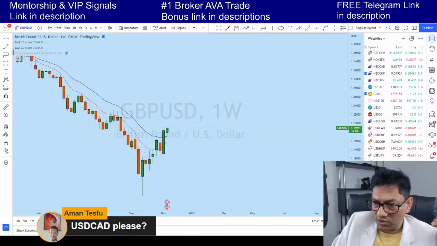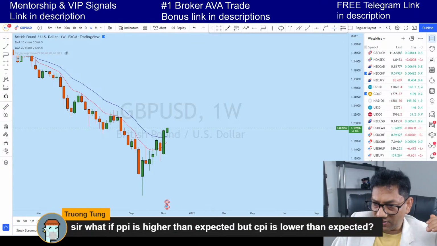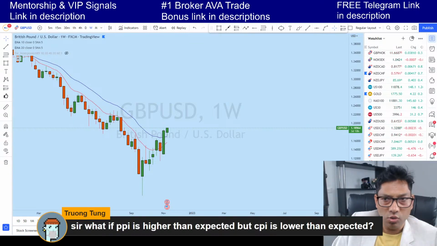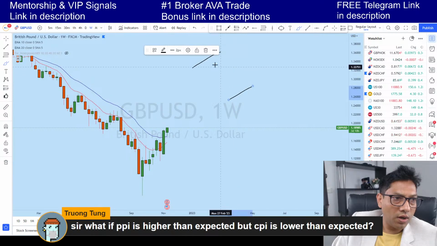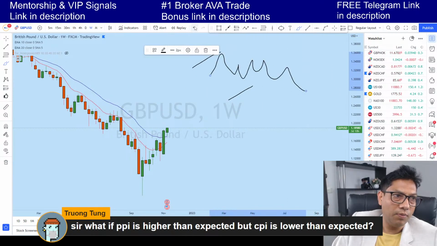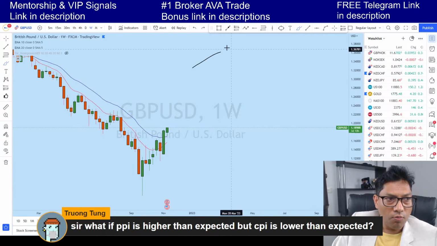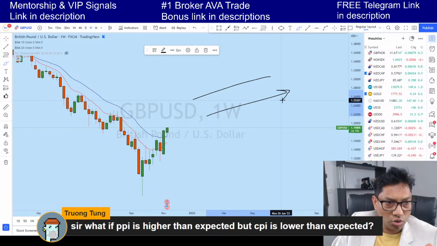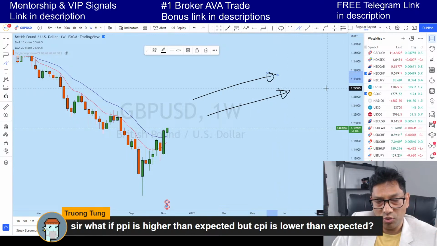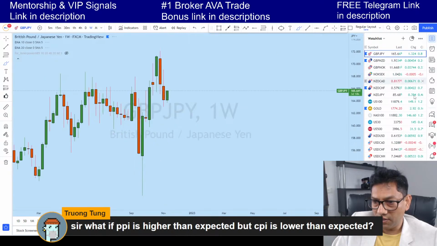So what if PPI is higher than expected but CPI is lower than expected? We might see a mixed reaction, but when both news become the same, that is where the impact becomes higher. When you see one higher and one lower, you might see some up and down moves. But when you see both show the same kind of pattern, that is where the impact becomes stronger. Right? So let's see what happened. We'll look at all of them.